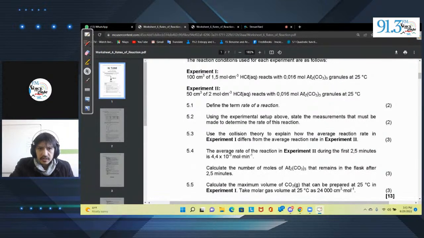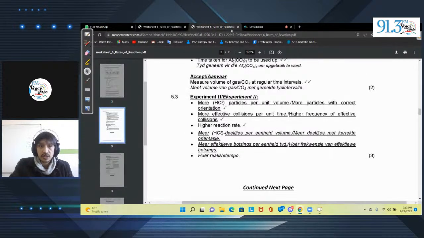Now, if you look here, they say use the collision theory to explain how the average reaction rate in experiment 1 differs from the average reaction rate in experiment 2. So we visualize it using those two containers. Now let's look at what they say. More particles per unit volume, more particles with correct orientation. We spoke about that. More effective collisions per unit time, or higher frequency of effective collisions. We spoke about that as well. We spoke about the higher rate of reaction as well. So we got all 3 points just by drawing and visualizing the scenario.